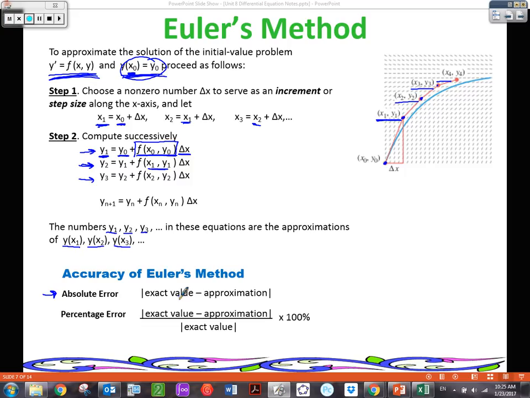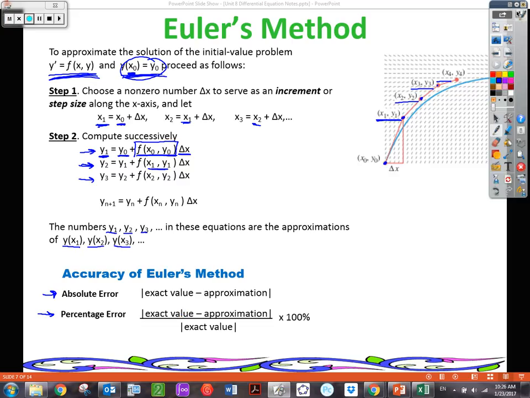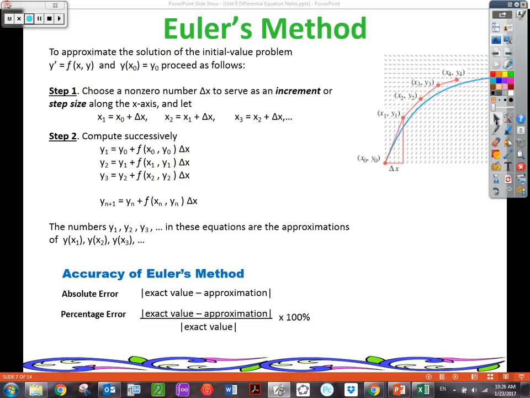Or it may ask you for percentage error, and the percentage error formula is exact value minus approximation over exact, times 100, so that puts it in percent. Okay, and we'll look at those. Questions on this first slide so far before we go to the examples? Okay, let's flip over to the next slide and look at our examples.